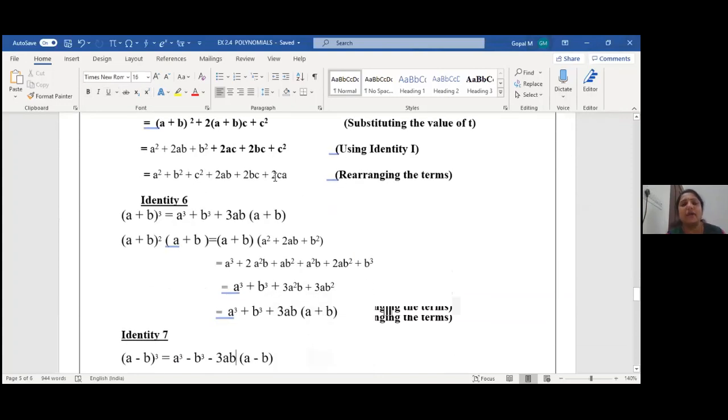Am I clear? Yes, ma'am. Understood. Okay. Next, identity 6, a plus b whole cube. Already we have got a plus b whole square, and next take a plus b. Am I clear, children? Yes, ma'am.